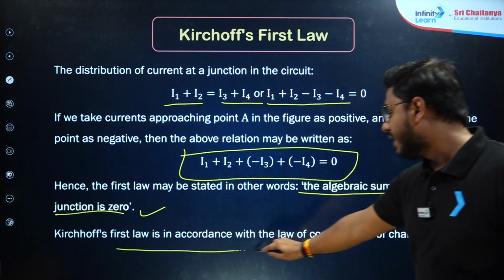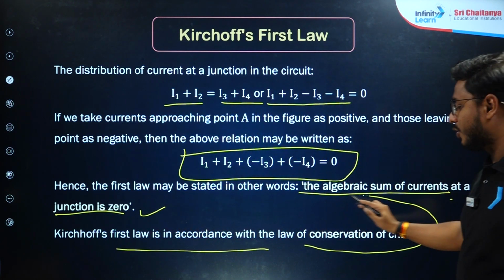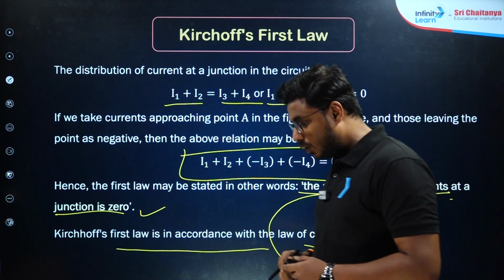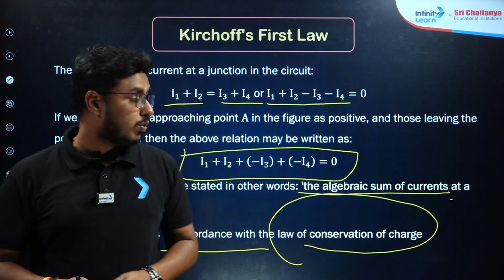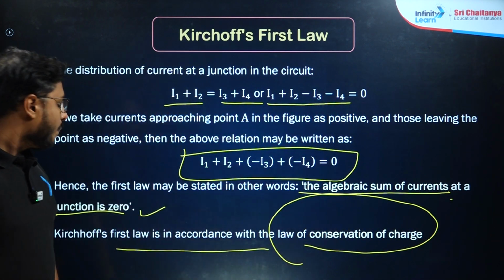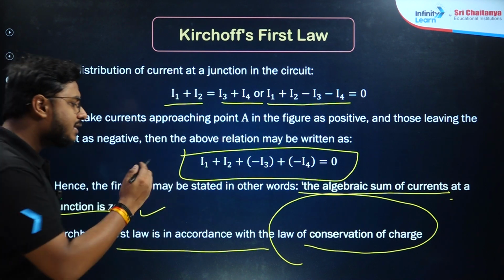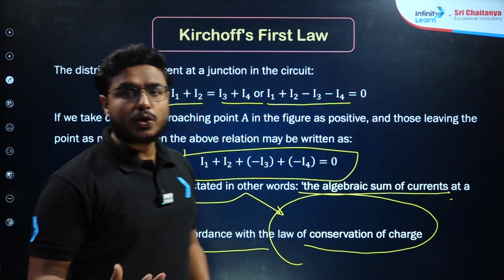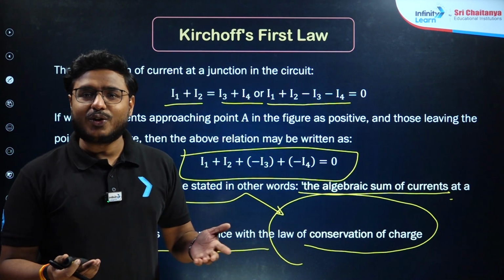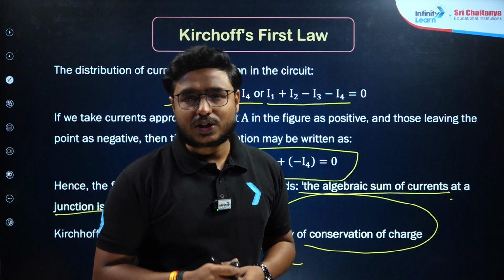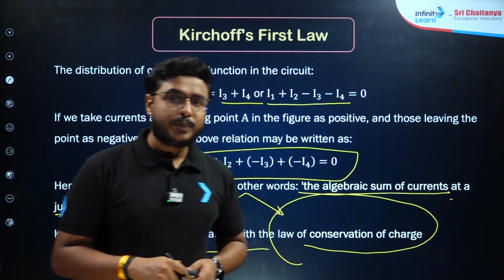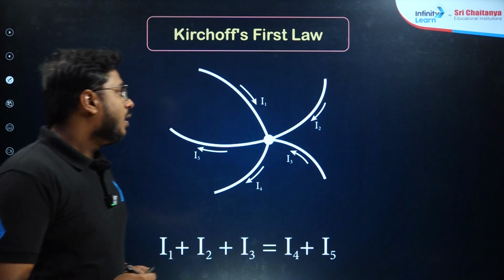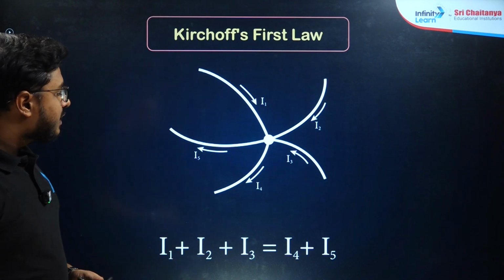Kirchhoff's first law is in accordance with the law of conservation of charge. You can clearly see that the algebraic sum must be equal to 0 here, so we can easily say that it is based on the conservation of charge. Charge can neither be created nor destroyed. It is constant in the universe.